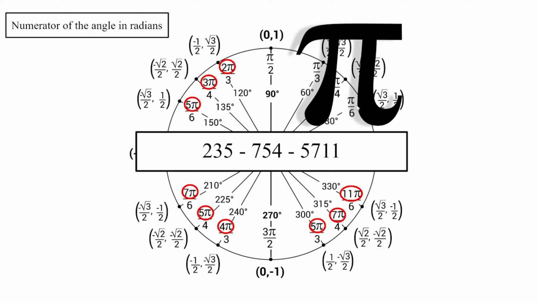Either way, now we know the radian values. When I want to refer to a particular point on this unit circle, I'm going to remember where exactly I want it. Do I want it in the middle? The first value, second value, third value? However you like to envision it, in your mind you're going to remember 235, 754, 5711.